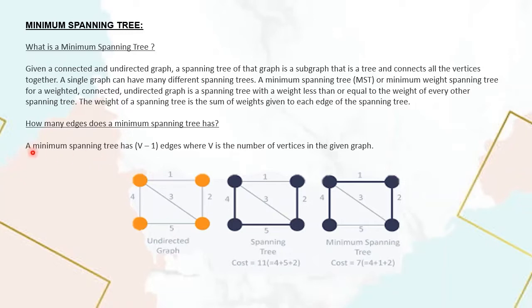And as mentioned here, the number of edges of an MST, which is a minimum spanning tree, is V minus 1 edges, V being the number of vertices. And now Shruthi will take over and explain Kruskal's algorithm.